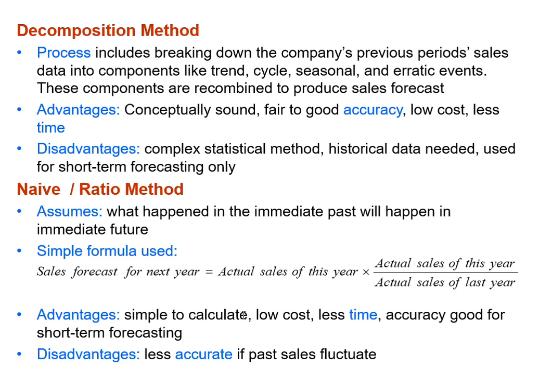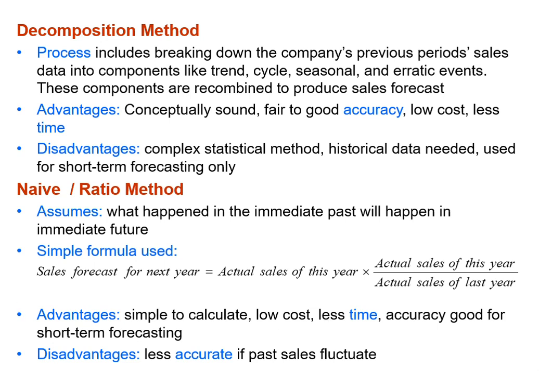Advantages: simple to calculate, low cost, less time, accuracy is good, short term forecasting. Disadvantages: less accurate if past sales fluctuate, because we need past sales. On the basis of that, we are able to decide the future.